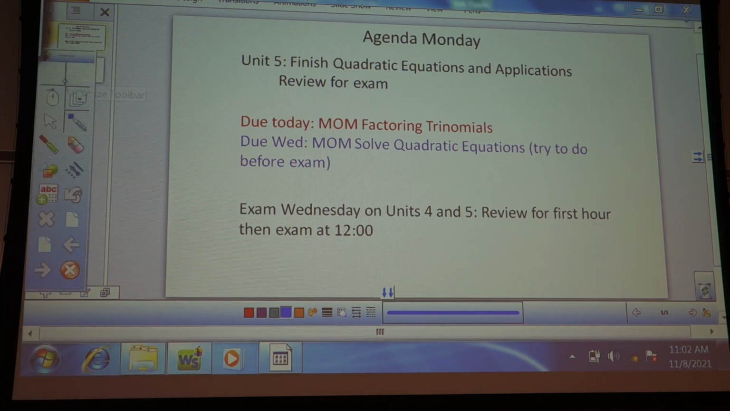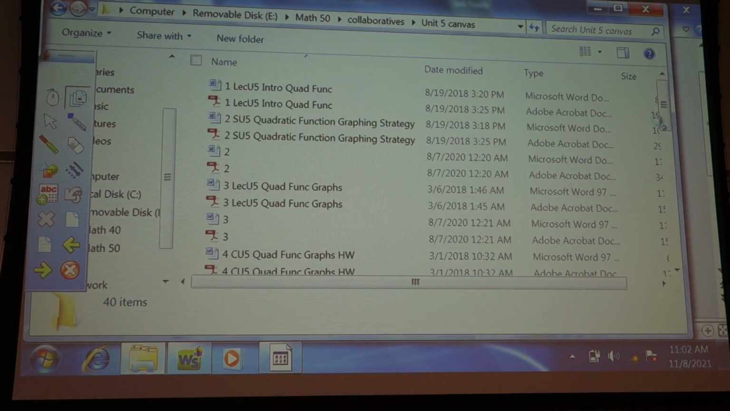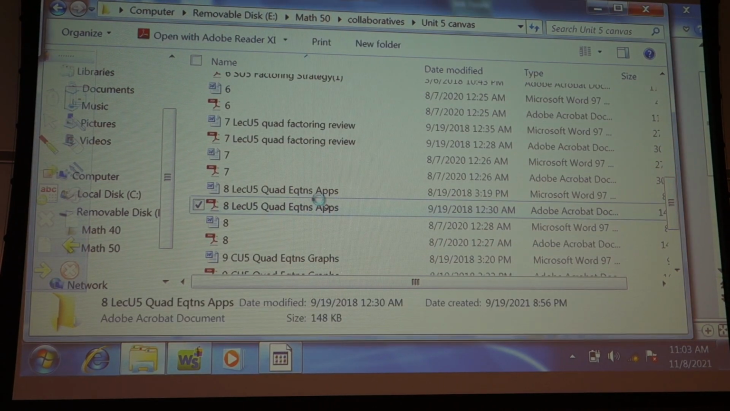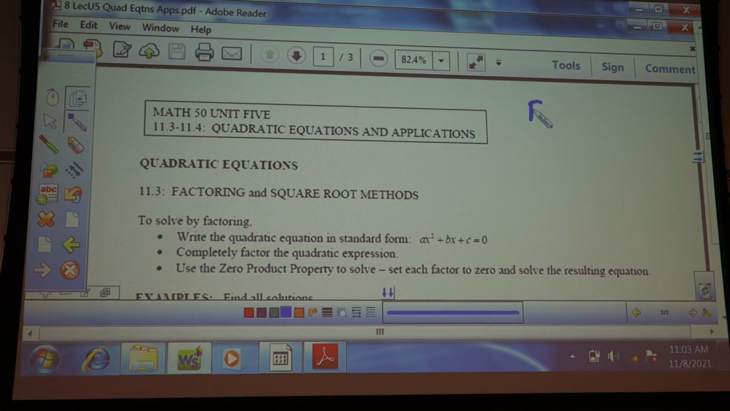Okay. All right, so we are at quadratic equations and applications. So it looks like this one, obviously. Going to finish this one.